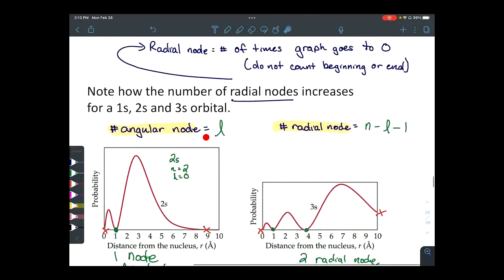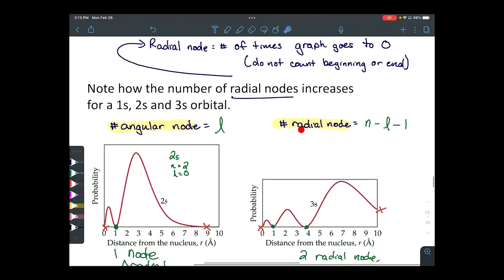So in a 2s orbital, there will be 0 angular nodes because L is 0. But for radial nodes, a 2s orbital will be 2 minus 0 minus 1, so 1 radial node. So see how all of that comes together?